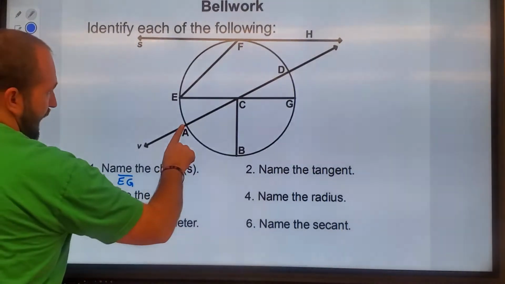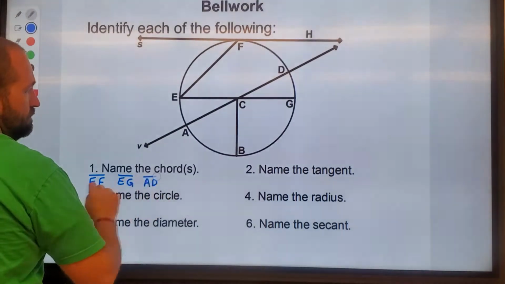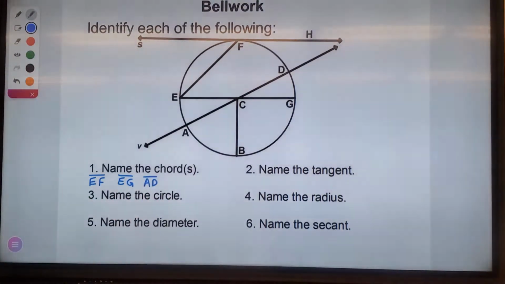Something else here, I have A to D. Okay, and then I don't have any more chords in here. Again, remember, a chord is a line segment whose endpoints are both on the circle. Okay, so I only have 3 lines that go from one side of the circle to the other side, okay, or from one spot on the circle to another spot on the circle.